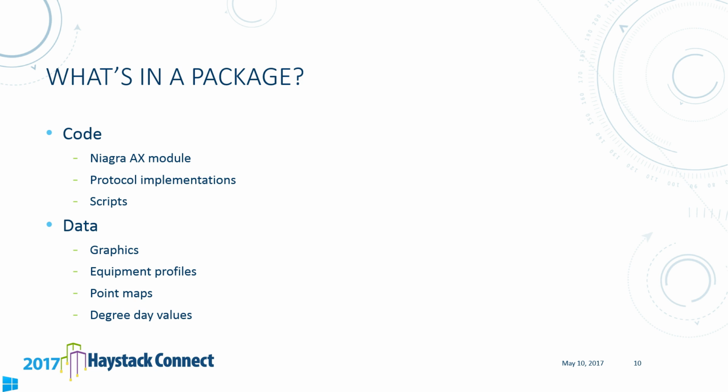So that was an example of installing a package of Axon functions, but packages on Stackhub don't have to be Axon functions or even SkySpark related. They could be Niagara AX modules or other general code for protocol implementations. But they don't even have to be code, they could just be data. They could be collections of graphics, equipment profiles or degree day values.